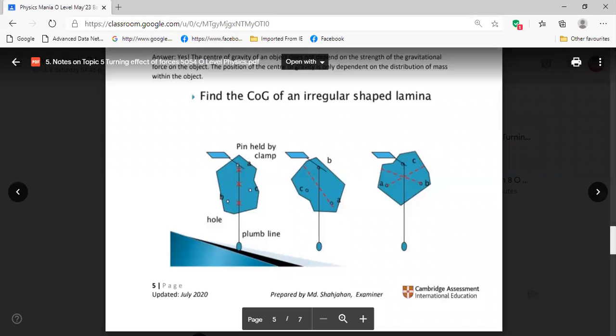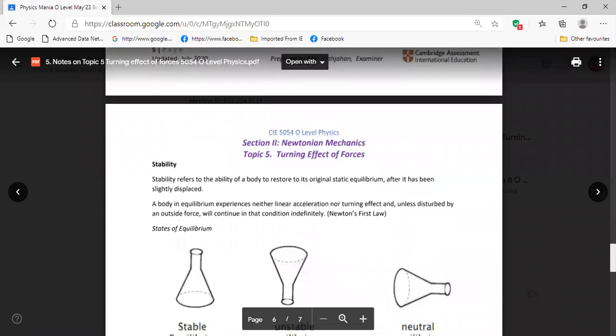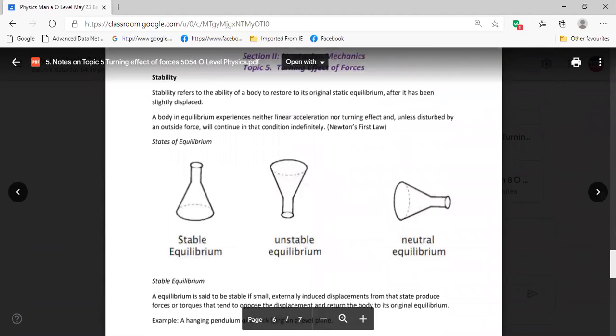After that, we have stability. If you think of the stability of an object, you see the same object. Here we have three positions, and it is most stable in the left side one, right?